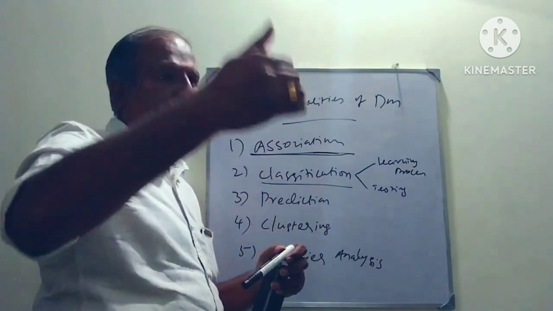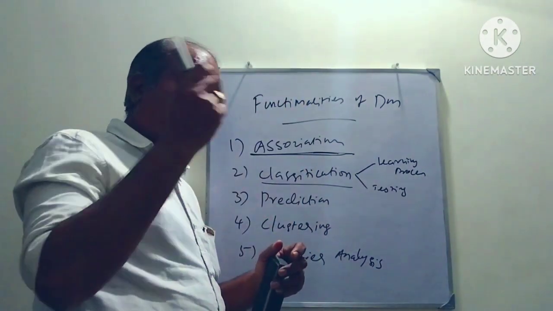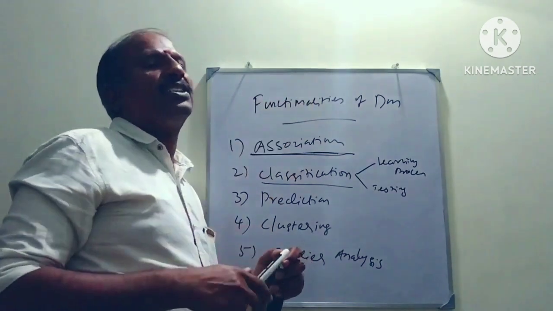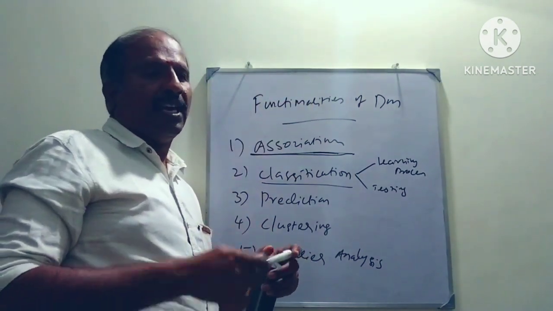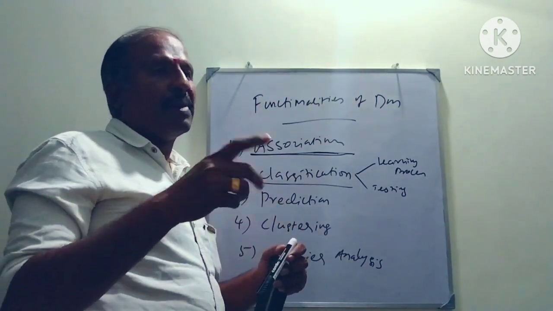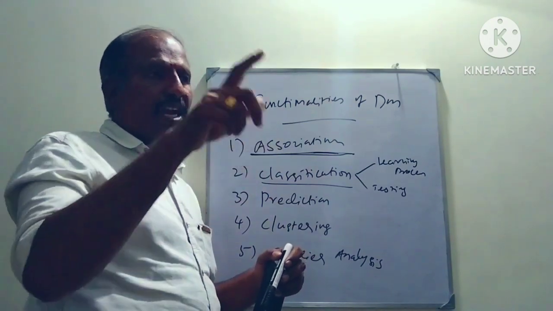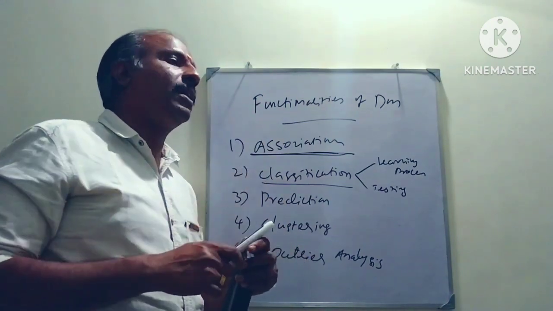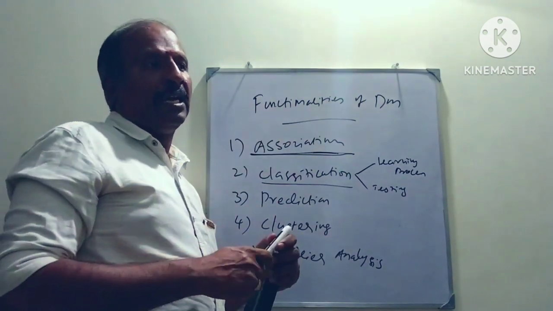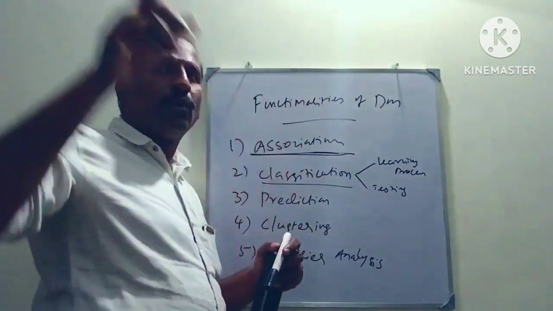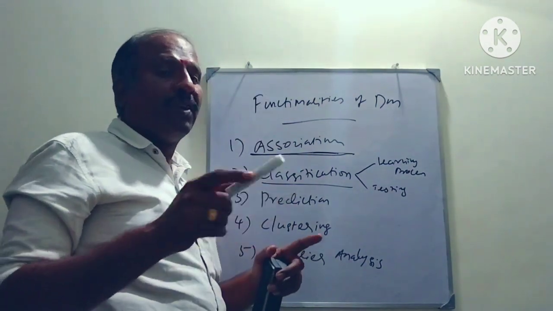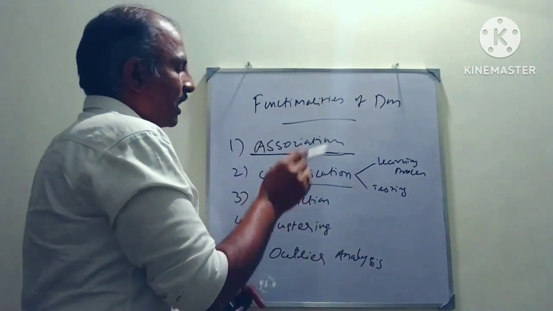Suppose a new student enters the class and I ask what is your CGPA. He says I have 8.5. So 8.5 is the CGPA, and immediately I tell that student to go to class B. Like that we have to classify the data. So this is the classification.